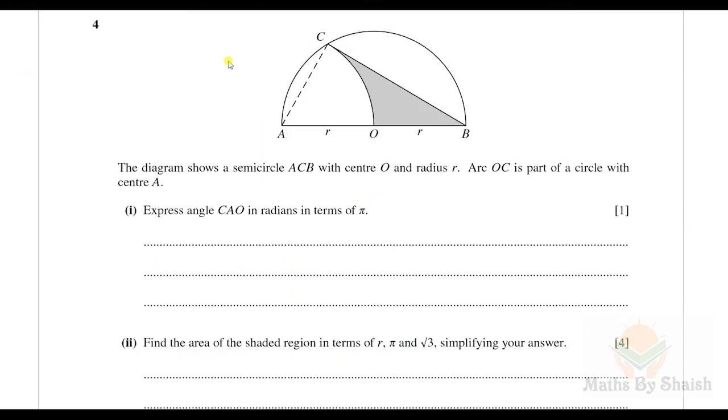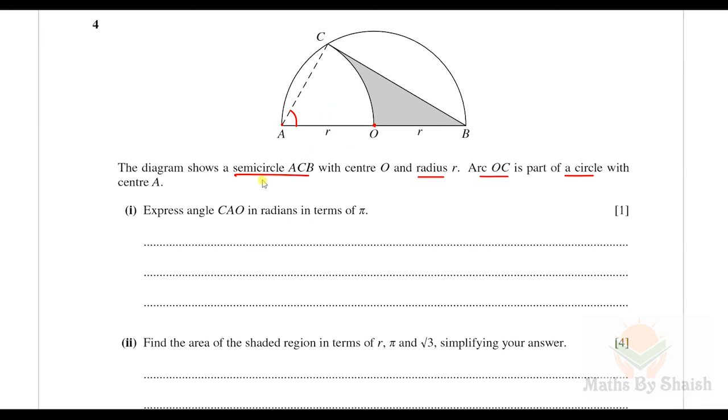So now question number 4. The diagram shows a semicircle ACB. It's a semicircle with center O and radius R. Arc OC is part of a circle with center A, so A is also a center of this arc. Express angle CAO, this angle, in terms of pi.